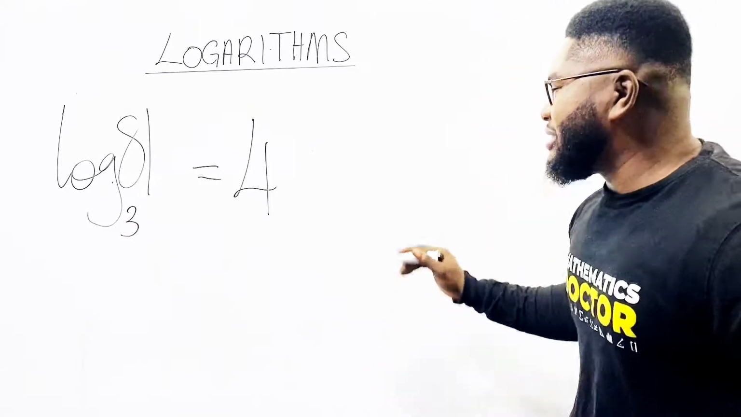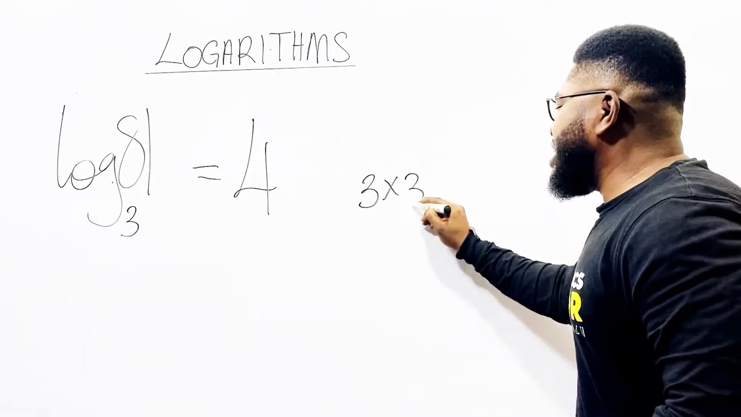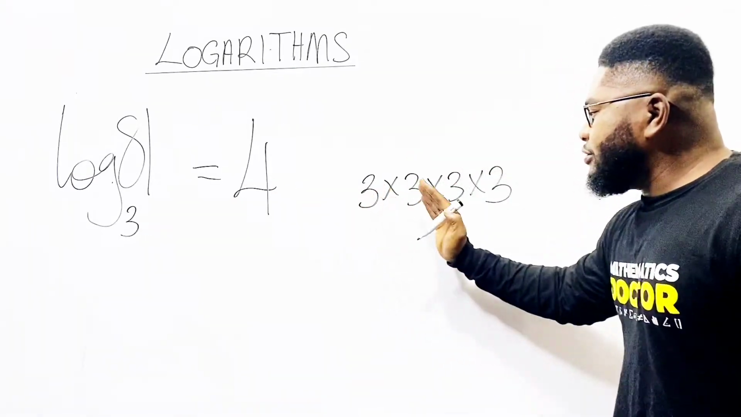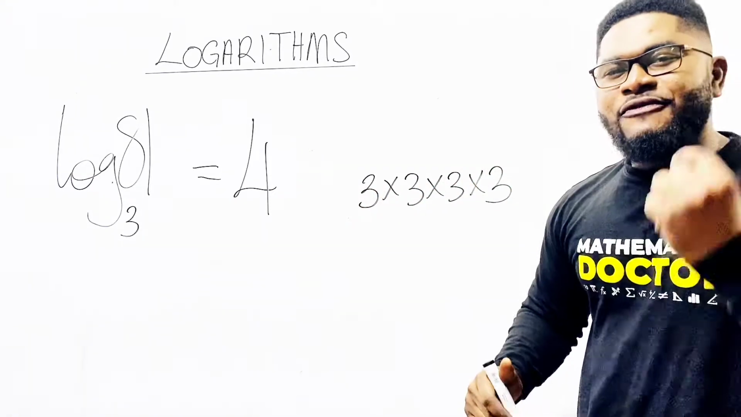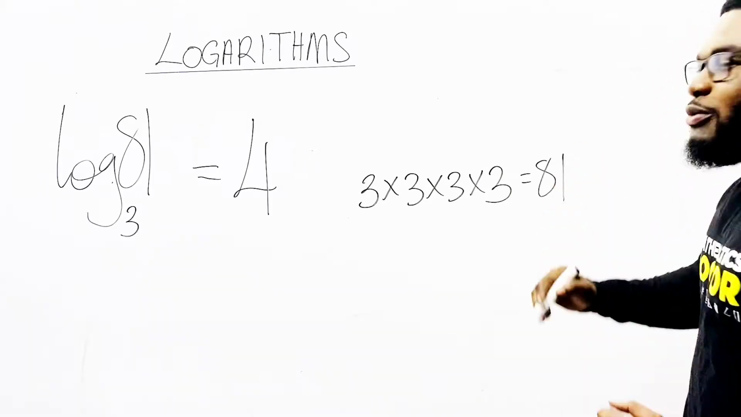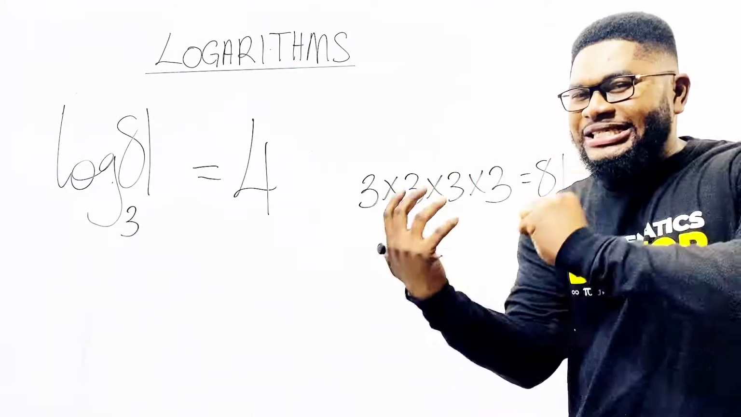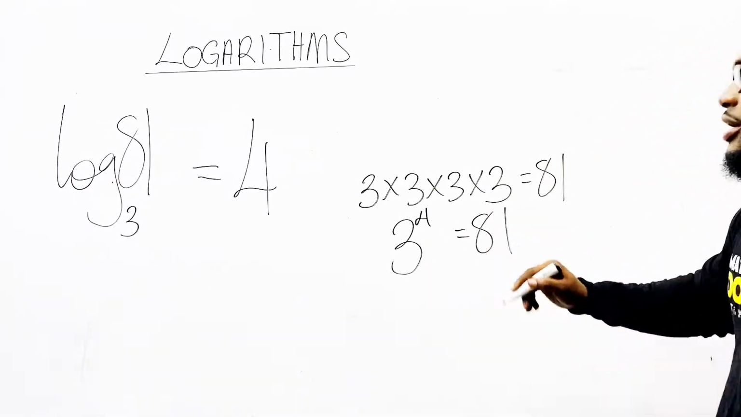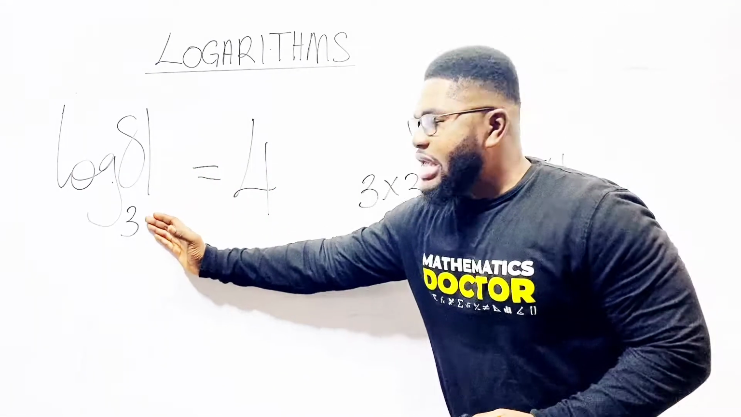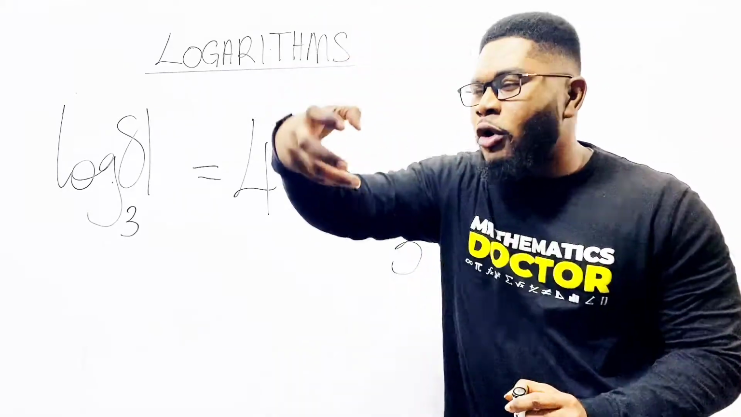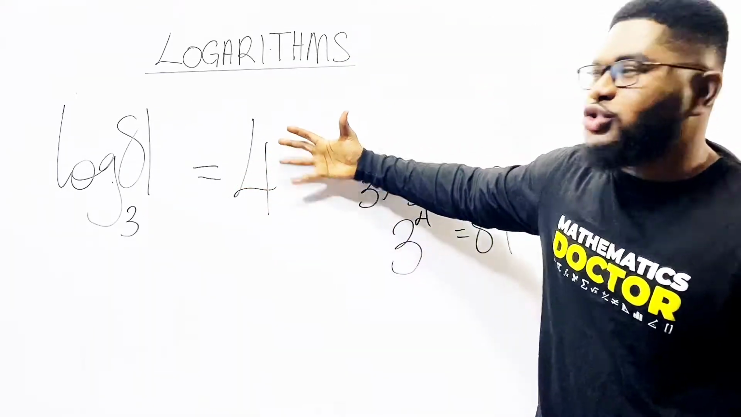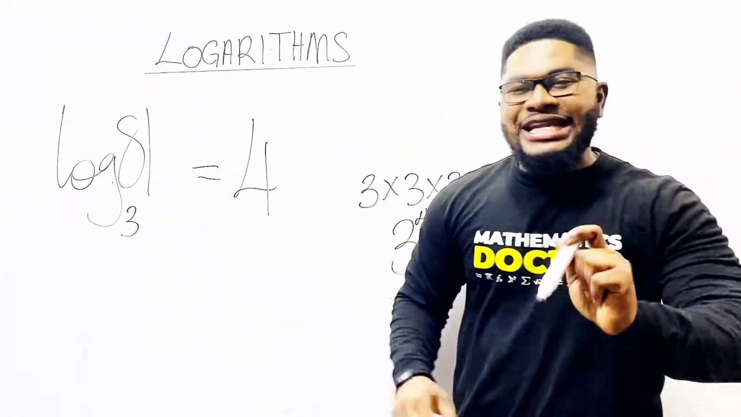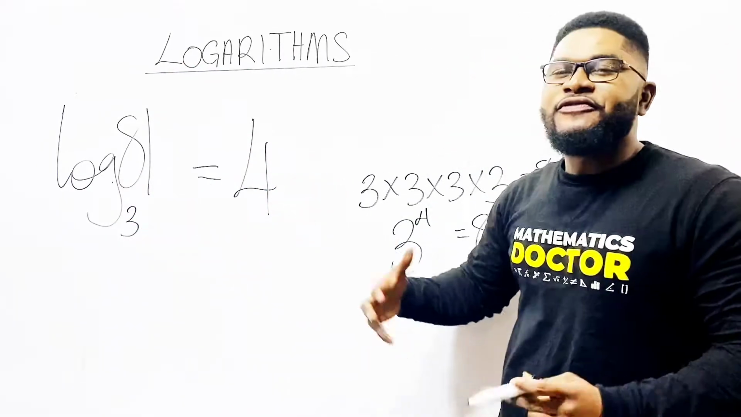Now let us see how it is done. 3 times 3 times 3 times 3. That is this base 3, 1, 2, 3, 4. It will multiply itself 4 times to give you 81. We can also write this in another form as 3 raised to the power 4 must give 81. Either way, this base 3 must have a power of 4 or must multiply itself 4 times to give 81. So 3 raised to the power 4 is 81, and that is why log 81 base 3 is 4.